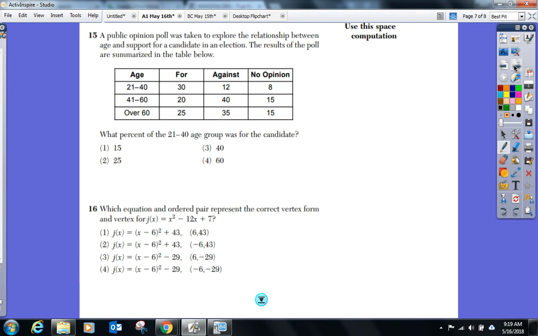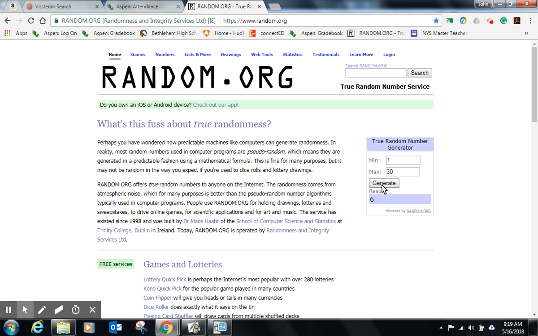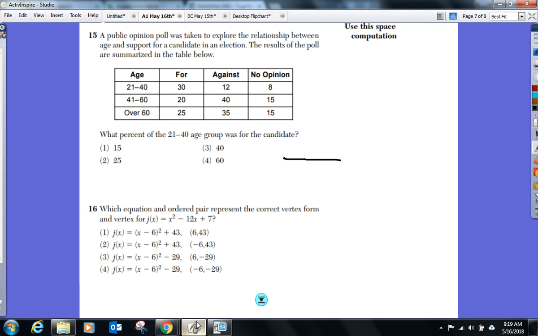Okay, big table here, age and support for a candidate, the results of the poll, yep. What percent of the 20 to 40 age group are for the candidate? Percent, so I know it's something out of something, just like your test scores. Anybody want to tell me, using the table, how many are for a candidate in the 21 to 40 range? How many are for a candidate in that age range only? 6. Just read in the table, how many are for it? 30.